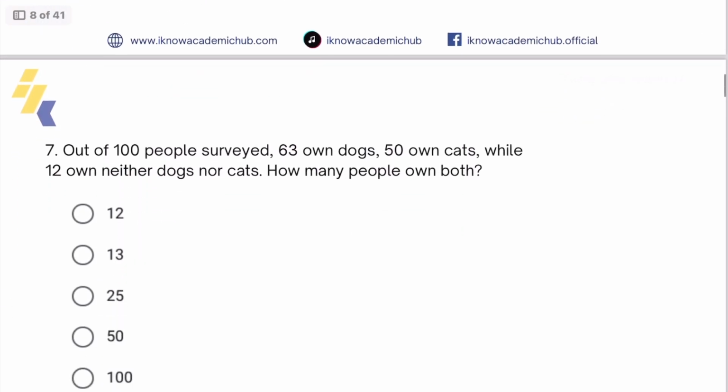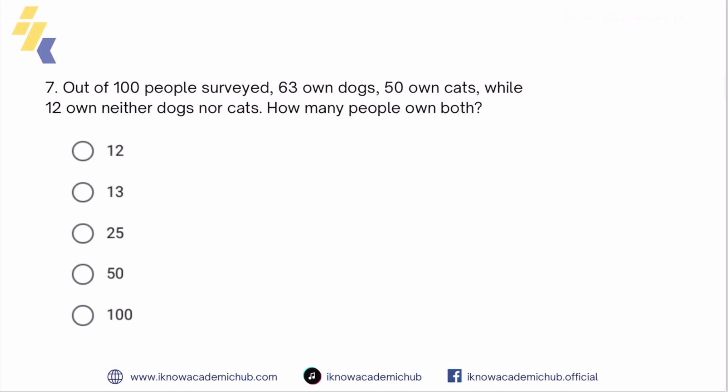Okay, so for the next number, we have: out of 100 people surveyed, 63 own dogs, 50 own cats, while 12 own neither dogs nor cats. How many people own both? So we are looking for the intersection here, because these are people owning both the dogs and the cats. So the formula for that is D union C is equal to D plus C minus D intersection C, where D is dogs and C is cats.